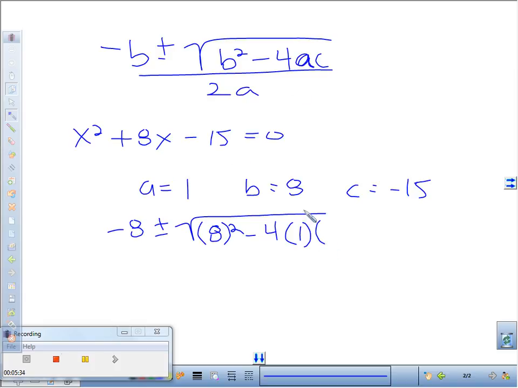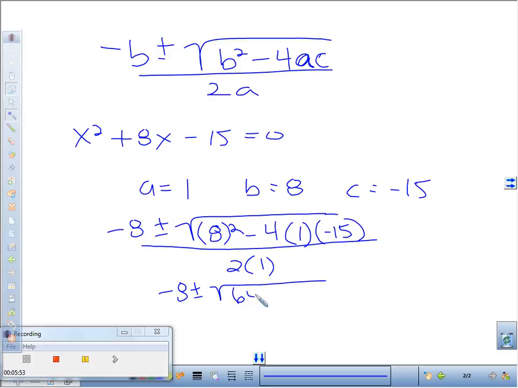And then B is not next to C. Be careful. So plug in a negative 15 for your C. Draw your division times 2 with the 1, because it's 2A. Now we need to solve this. You want to focus right here and get your 64. So we get negative 8 plus or minus that's 64. This is a negative 4 times 1 times 15. If you multiply negative 4 times 1, you're going to get negative 4. This negative 4 times a negative 15 is a positive 60 over 2 times 1, which is 2.